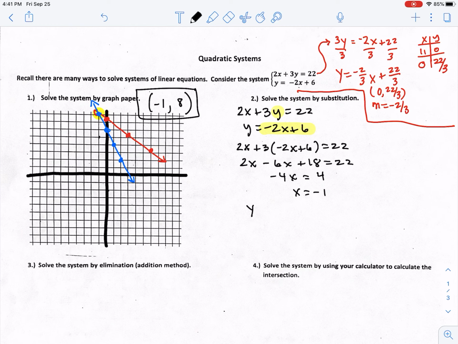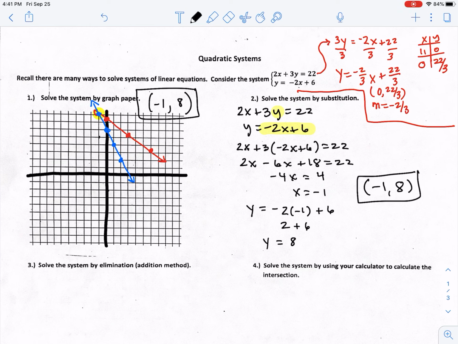And then you're going to plug it in to solve for y. So negative 2 times negative 1 plus 6, well, that's 2 plus 6, or 8. That means y is 8. That gives me the coordinate negative 1, 8.